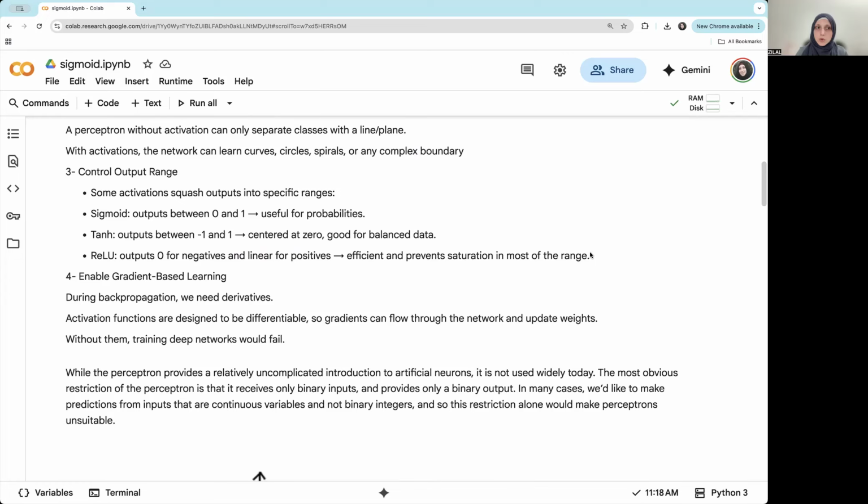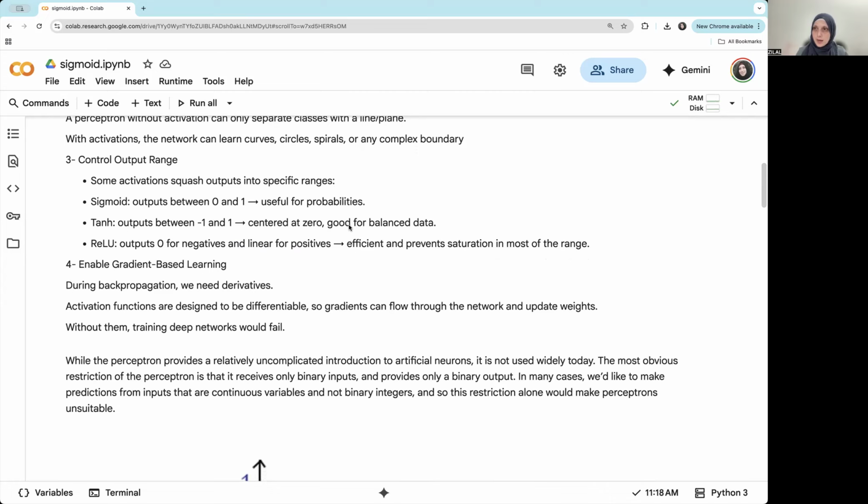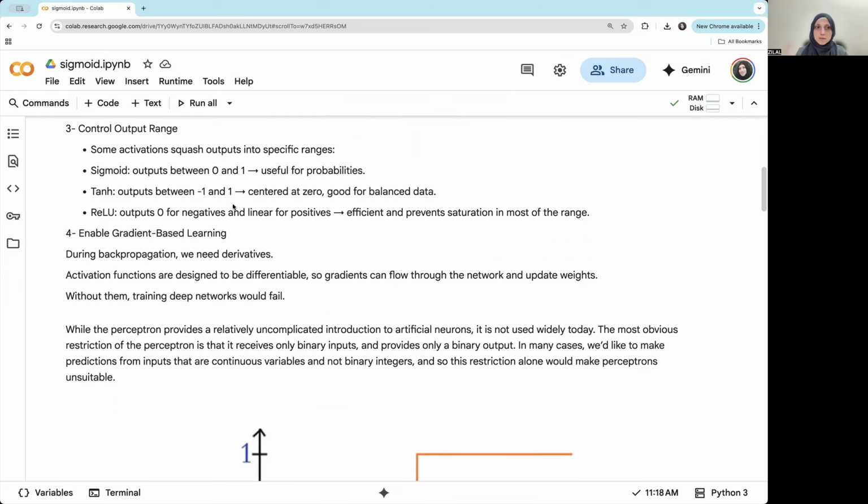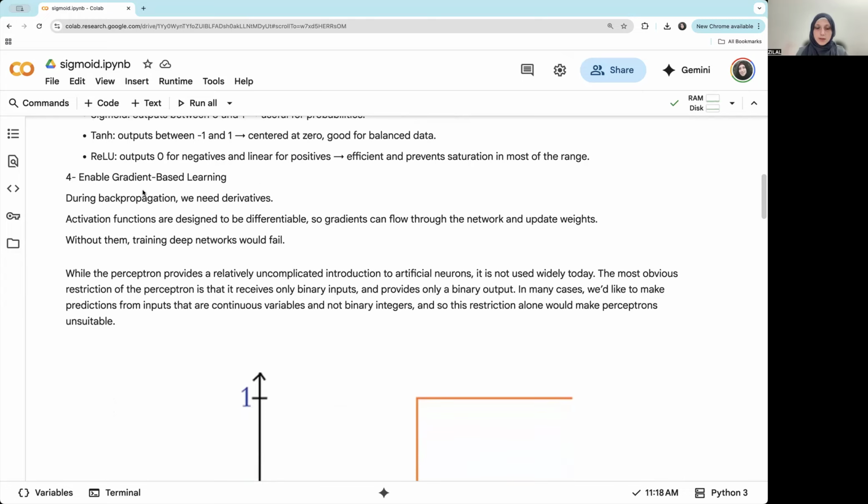Number 3, to control output range. Some activations squash the outputs into specific ranges. For example, with sigmoid, the output will be between 0 and 1. This is useful for binary classification or for probabilities. Tanh outputs between -1 and 1, and ReLU outputs 0 for negatives and linear for positives. I will show you these two in later videos.